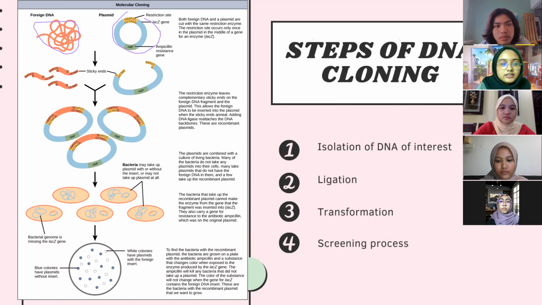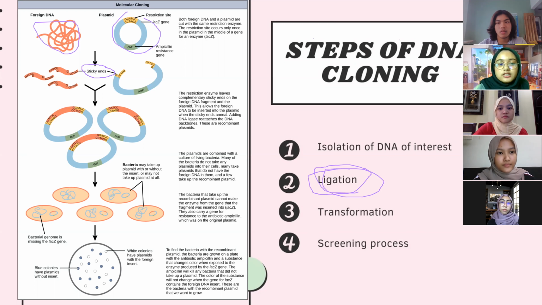So by cutting the DNA and the plasmid, it produces sticky ends. As you can see here, sticky ends. These sticky ends will combine together and form a recombinant plasmid. That is in the next step, which is called ligation. In this step, since both the DNA fragment and the plasmid have sticky ends that complement each other, the DNA fragment can be inserted into the plasmid. So it will turn into a recombinant plasmid.